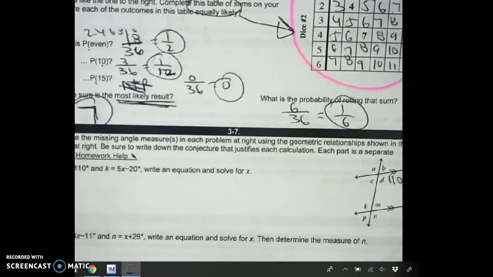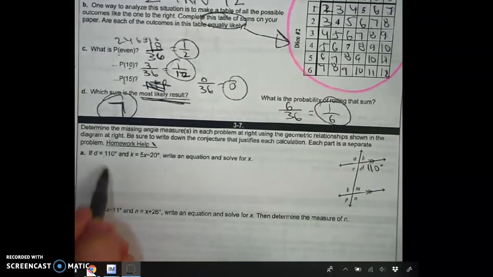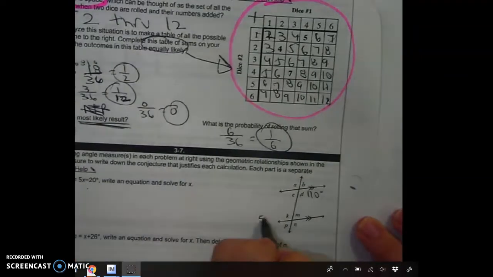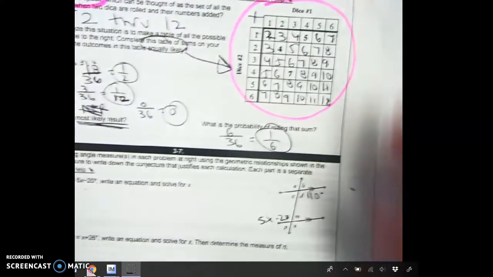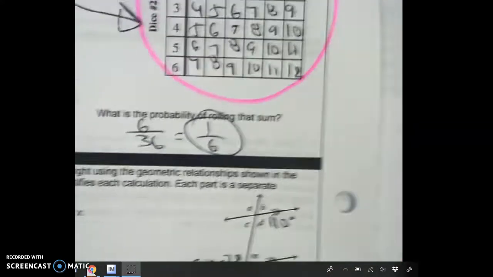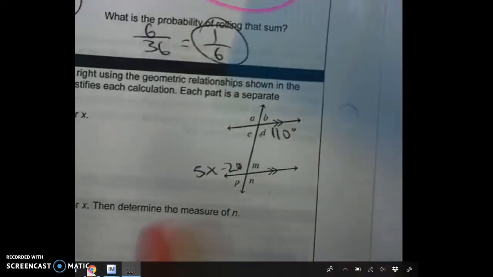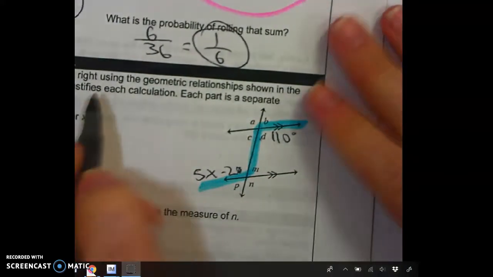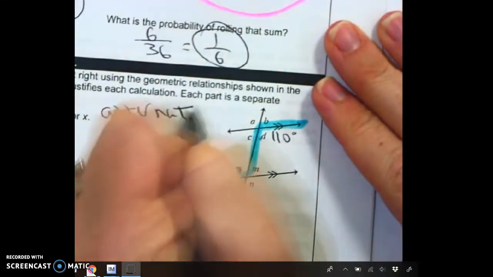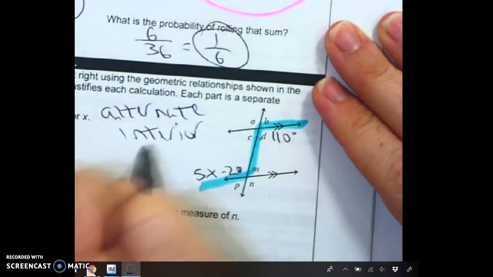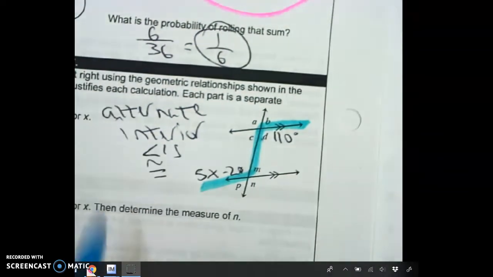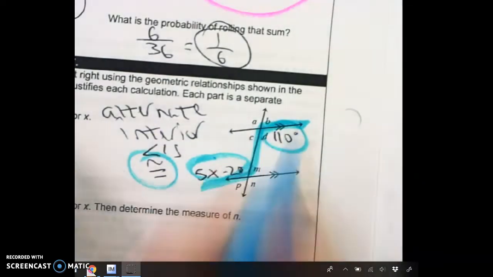Okay. So make this, hold on one sec. Let me make this a little bit wider. All right, so they're saying D is 110, and then K is 5x minus 20. So as soon as I label that, let me zoom it in, and let's look at this. Okay, so this reminds me of alternate interior angles. And alternate interior angles are congruent. Okay, so if they're congruent, that means I'm going to take this and set it equal to that.